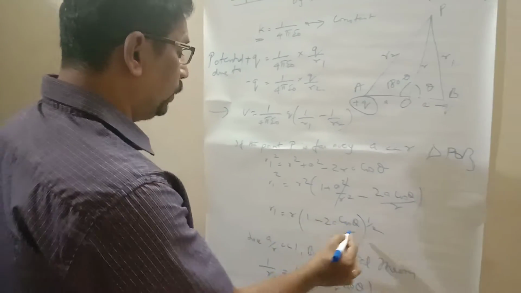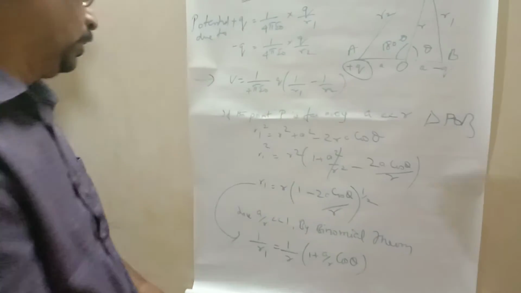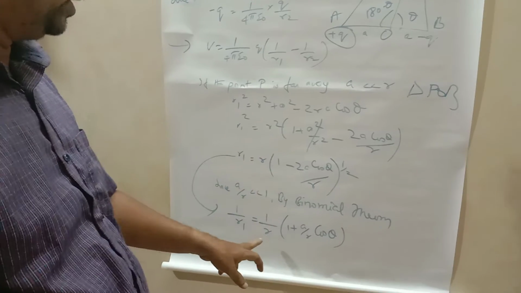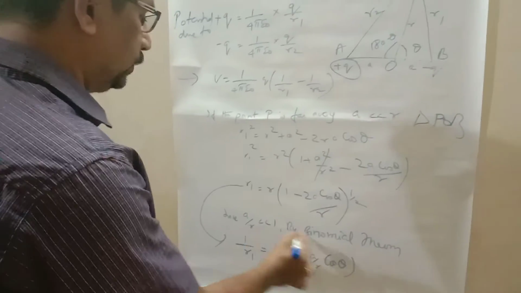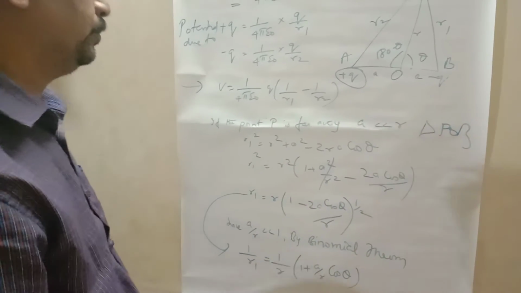Using the binomial theorem, this can be reduced to this expression. So 1 by r1 equals 1 by r into 1 plus a by r cos theta. This is the simplified expression using the binomial theorem.